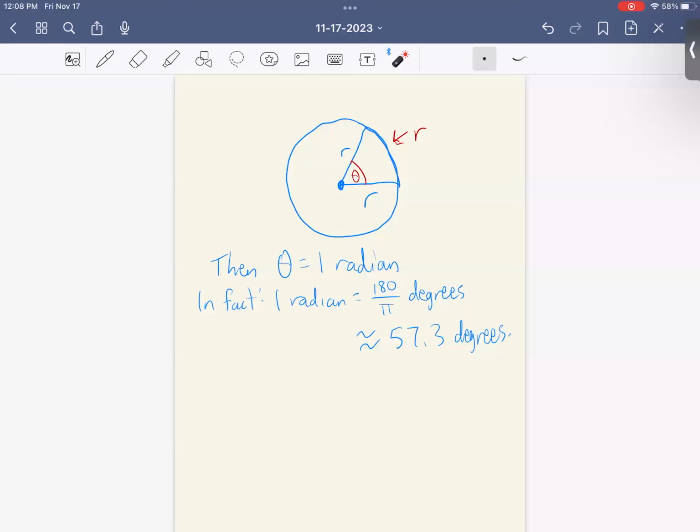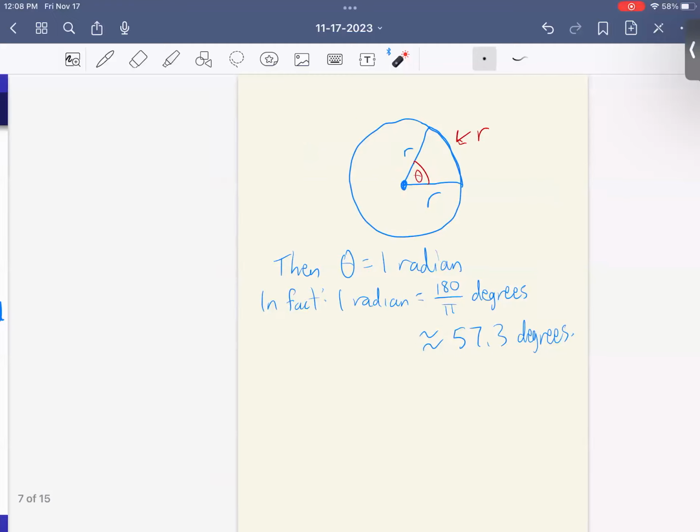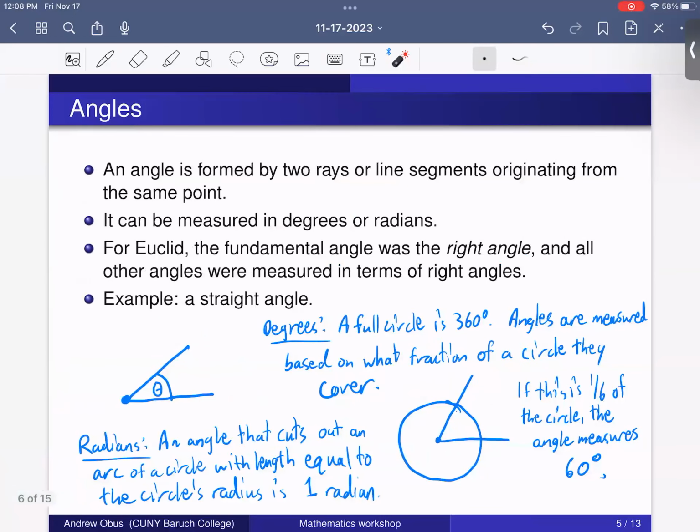But it's pretty close. So a radian, it turns out, is just a little bit less than 60 degrees. Okay. So this is kind of an extra topic, but for us, we're generally going to be measuring things in degrees. And I should say also, going back, that if you look at the original geometry proofs in Euclid's Elements, he does everything in terms of right angles. So we know that a right angle is 90 degrees.